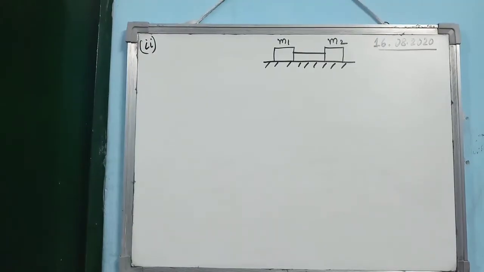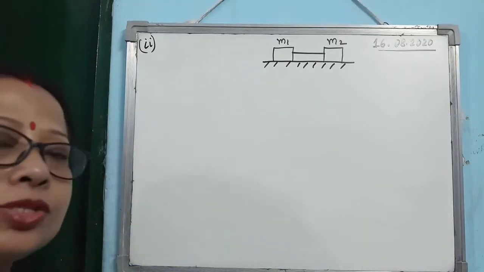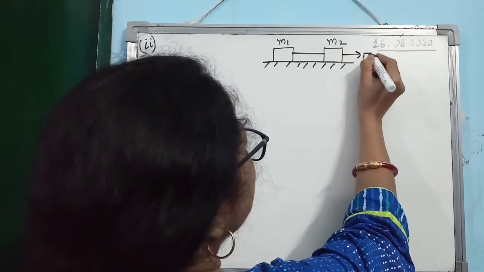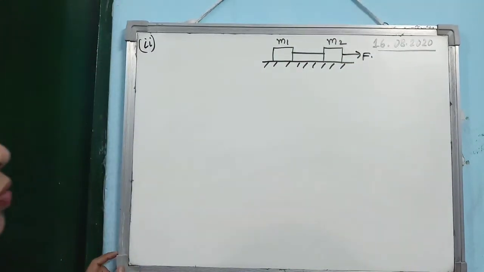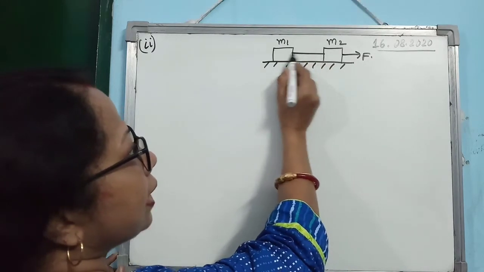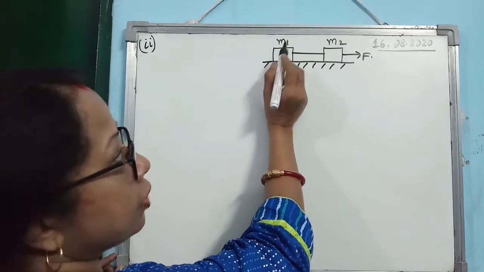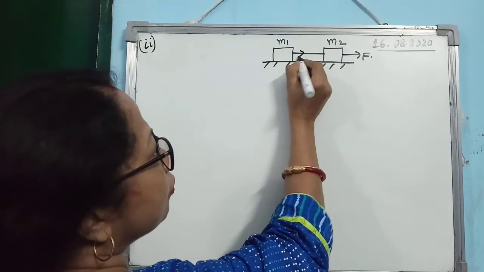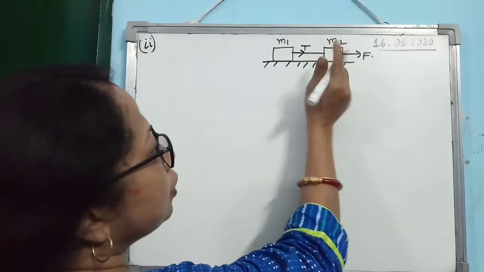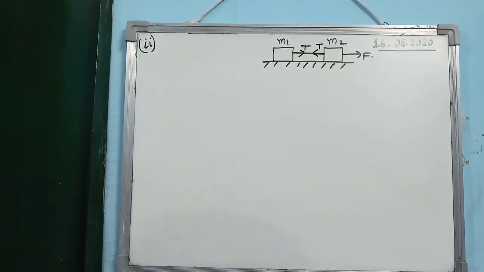Now the next case is two bodies M1 and M2, they are connected by a string. Alright. Now suppose you have applied a force F in this direction. Then when you are applying the force F in this direction, a tension will act along the string. Alright. For M1, understand it, the tension of the string is in this direction. But for M2, the tension in the string will act in the opposite direction.